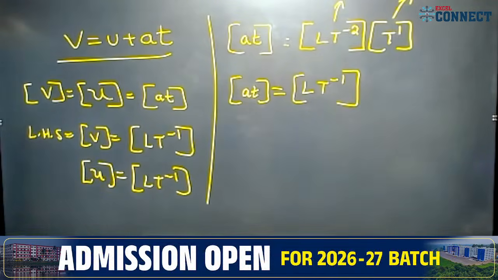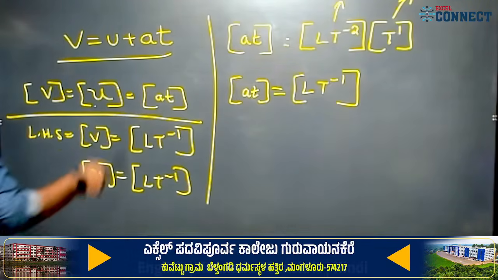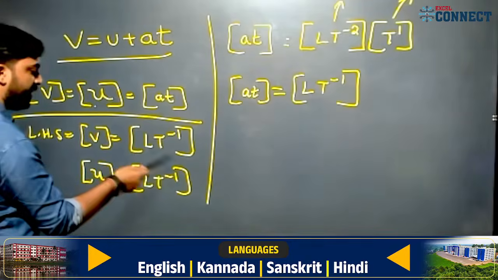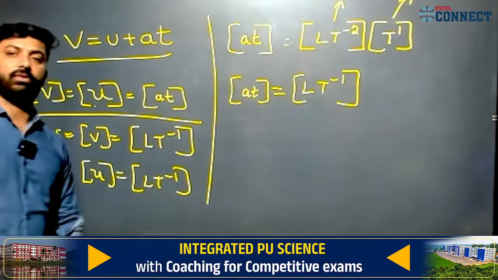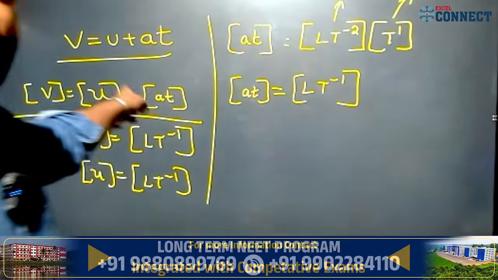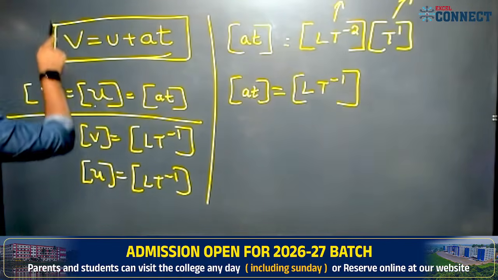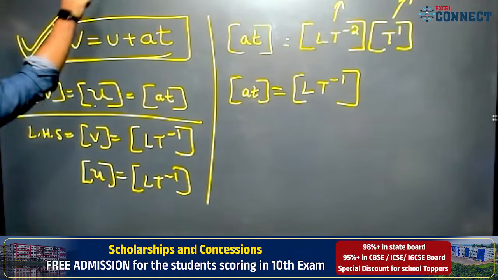Now look at here, dimension of V, dimension of U and dimension of AT, whether it is same. L T minus 1, L T minus 1, L T minus 1, all things are same, right. So this is dimensionally correct.